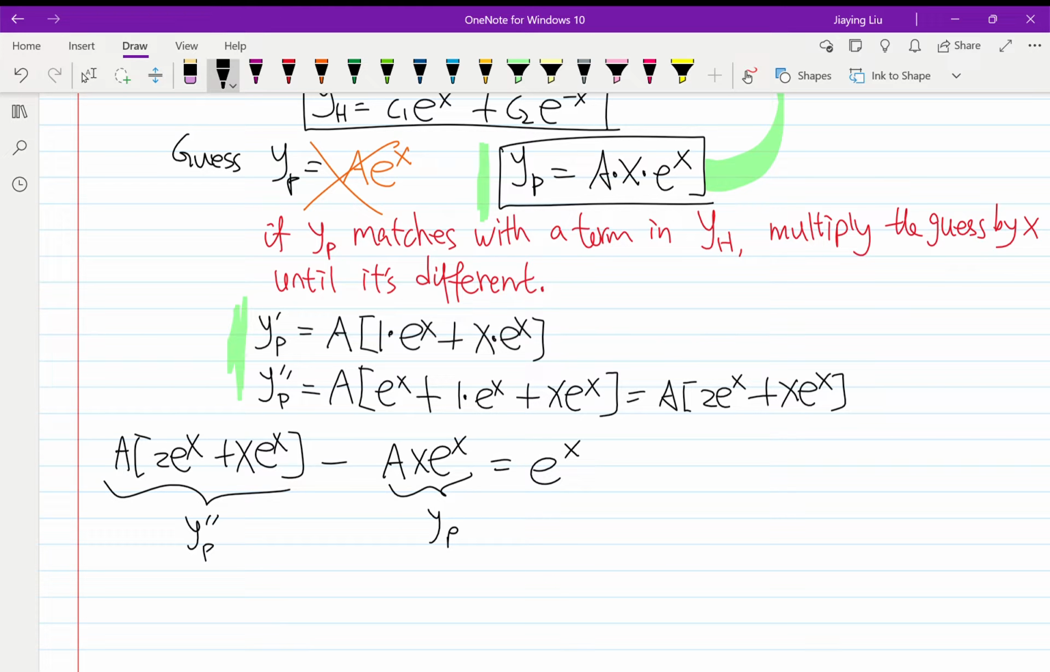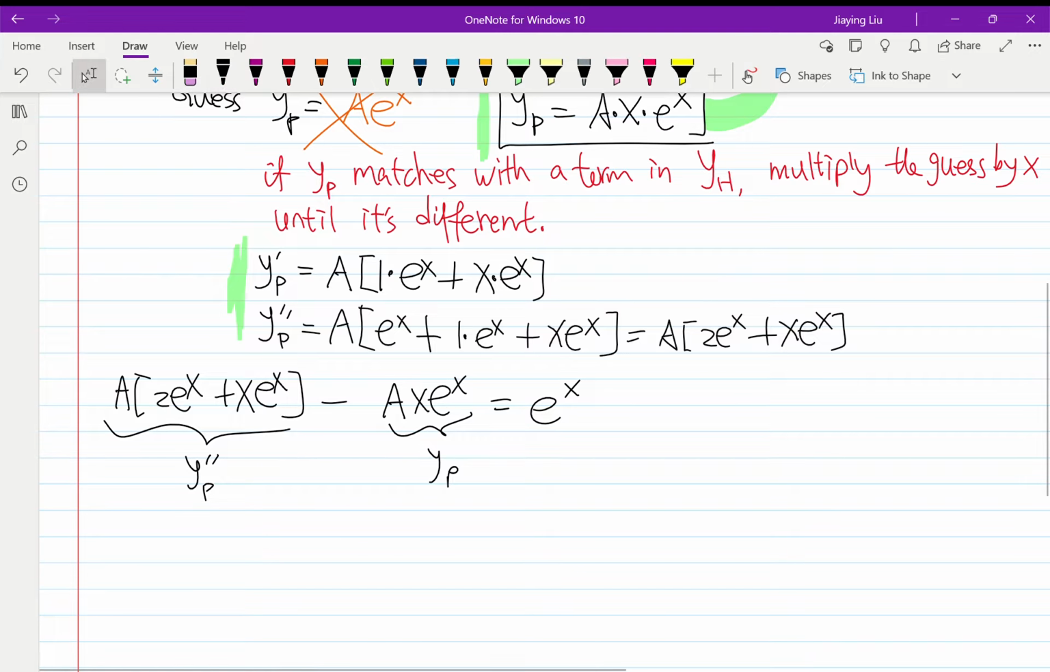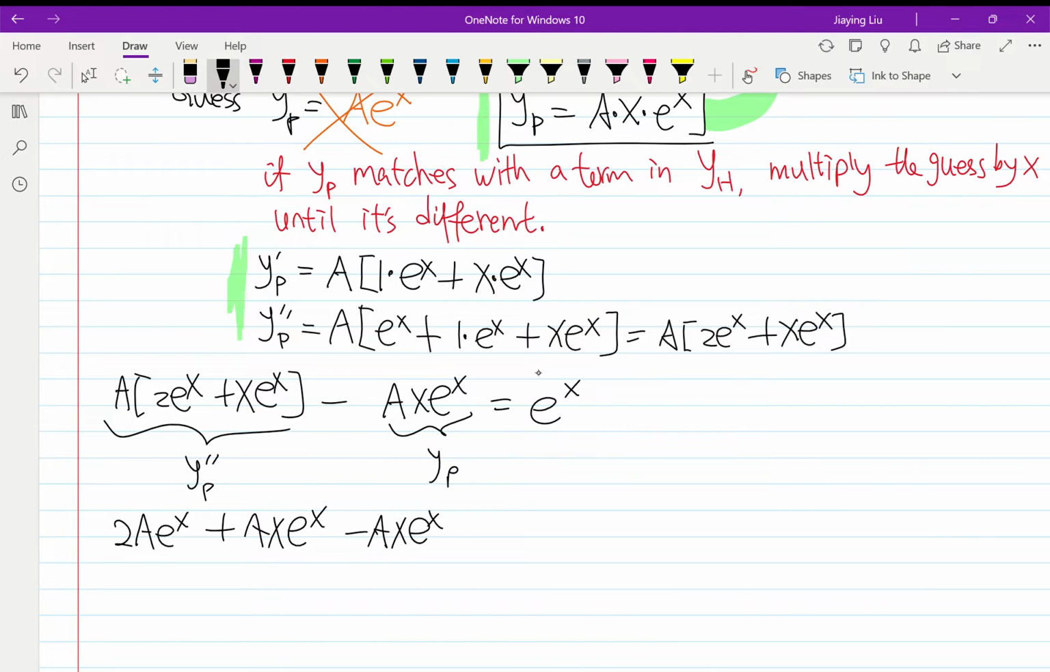And then we just have to simplify this and try to solve for a. Going to expand the terms on the left, so that's 2a e to the x plus a x e to the x minus a x e to the x. Excellent, because those two terms subtract to give us 0. We just have 2a e to the x equals e to the x.